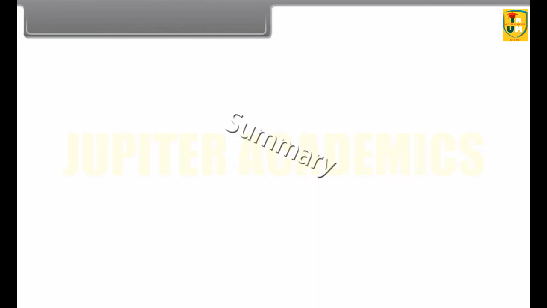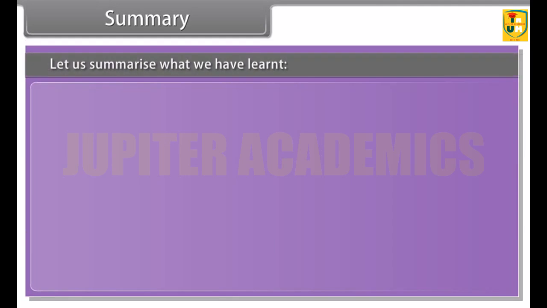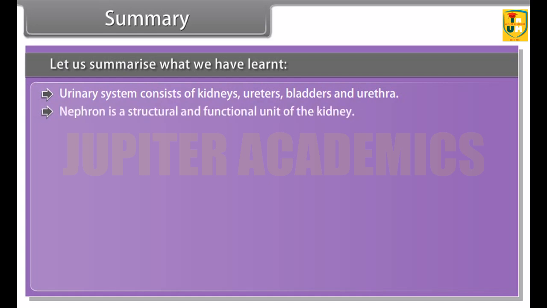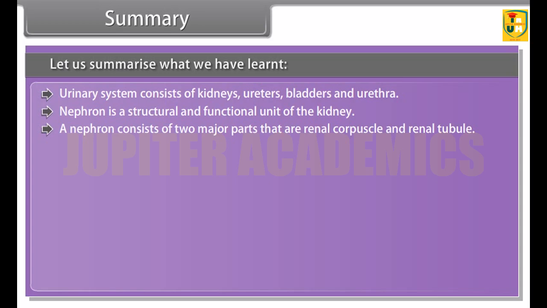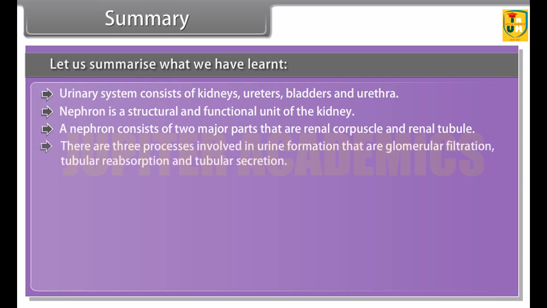Summary. Let us summarize what we have learned. The urinary system consists of kidneys, ureters, bladder and urethra. Nephron is a structural and functional unit of the kidney. A nephron consists of two major parts, the renal corpuscle and the renal tubule. There are three processes involved in urine formation: glomerular filtration, tubular reabsorption and tubular secretion.